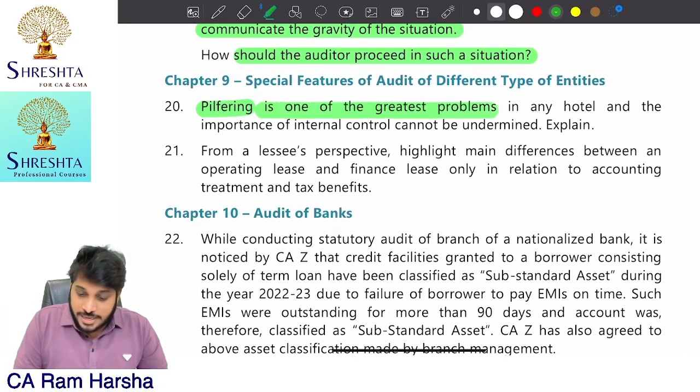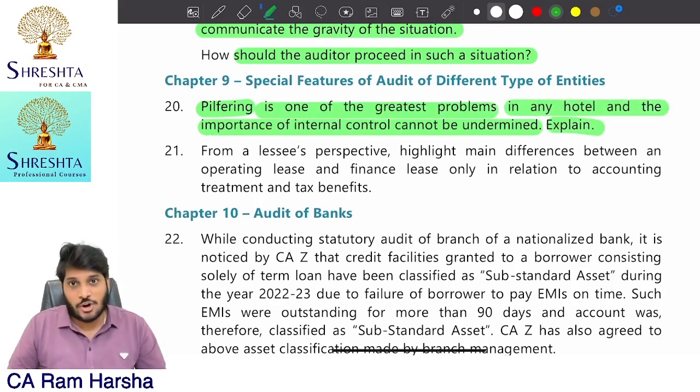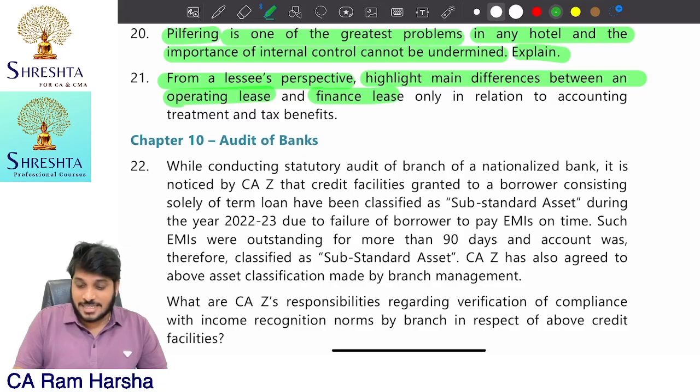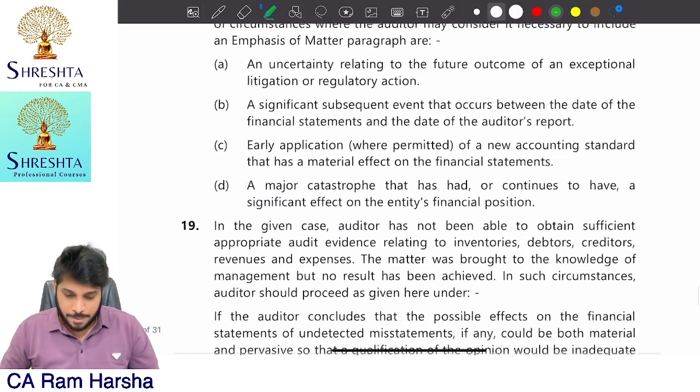Pilfering is one of the greatest problems in any hotel, and the importance of control cannot be undermined. Hotel audit, different types of entities, pilferage, starting the discussion only with food related. From a lessee's perspective, highlight the main difference between operating lease and finance lease only in relation to accounting treatment and tax benefit. Lessee's point of view.